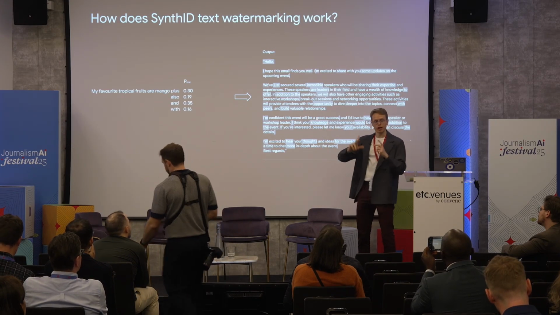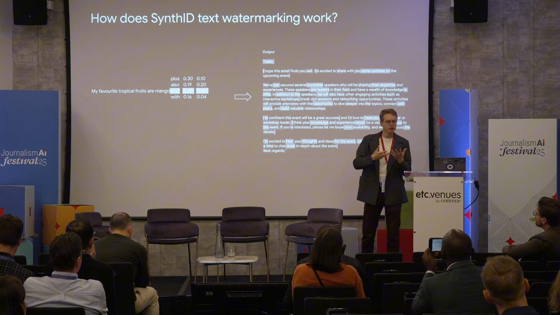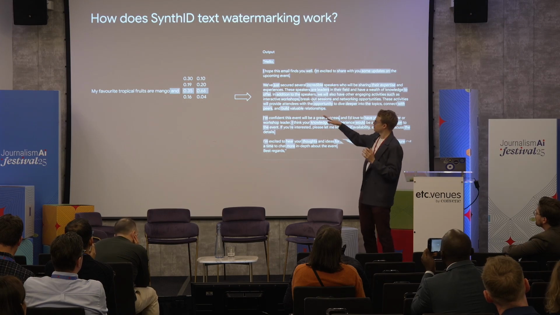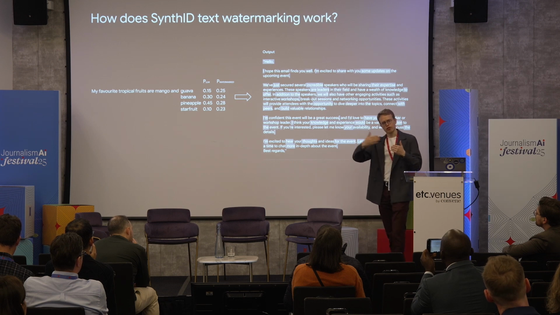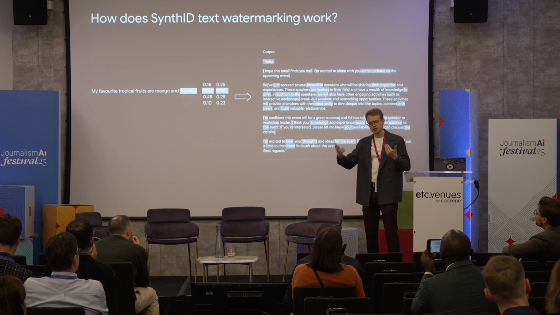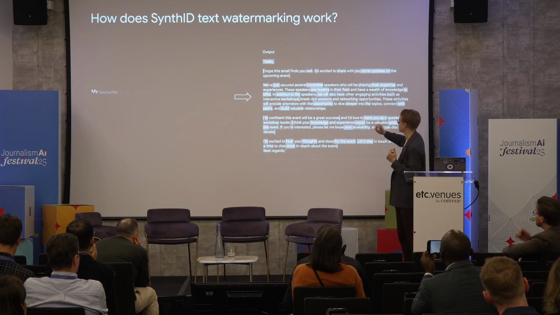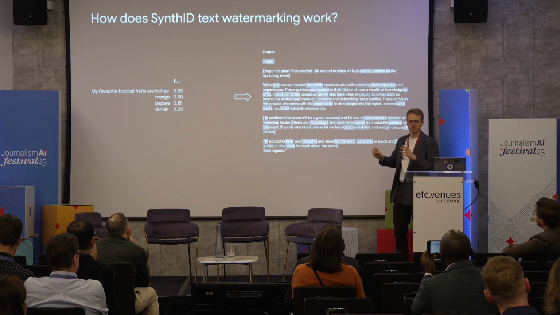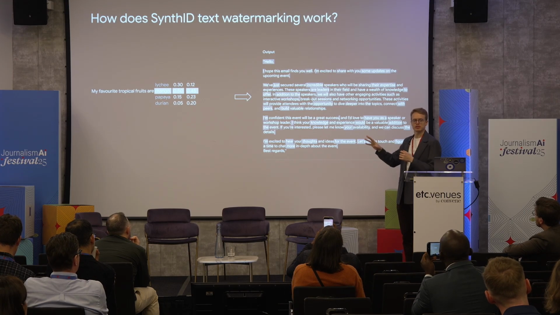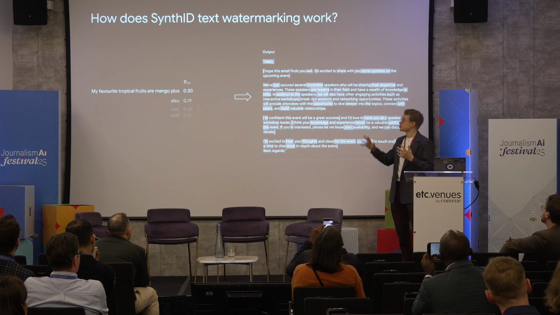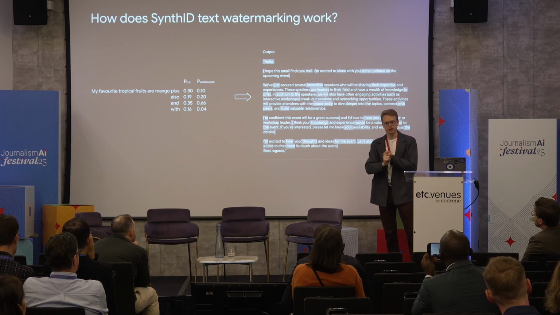But in lots of cases where you have options and choices that don't meaningfully affect the quality or the meaning of the text, we can inject these changes in probabilities, which over a longer piece of text results in thousands of these changes. As you see here on the right, this is just a visual example. This creates a specific pattern that the detector is able to pick up and understand that this piece of text has been watermarked.